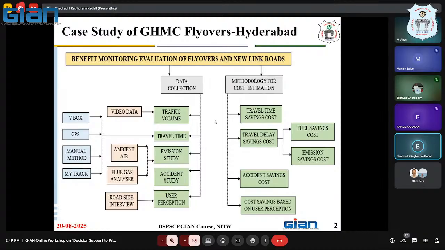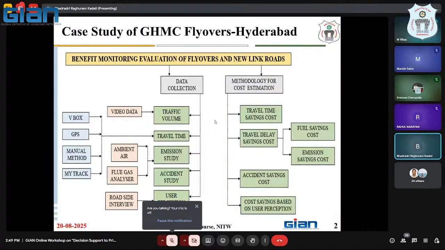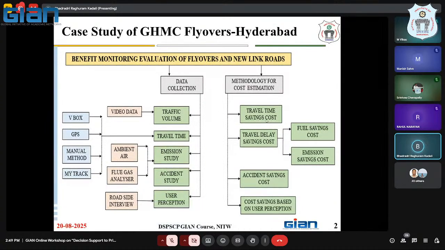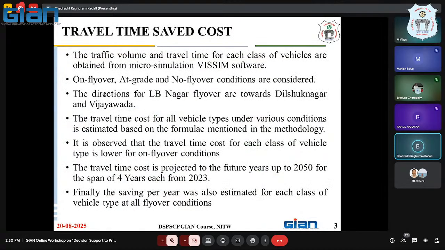Then we did the simulation of that case in VISSIM, the no-flyover case. Then we estimated the actual delay. Then we subtracted the travel times of the current scenario and the travel times of the simulated no-flyover scenario, and in the same way we estimated the delays. The same way, we can also estimate fuel consumption with respect to the distance traveled on the flyover and the distance traveled on the road, or the at-grade section. So flyover, at-grade, and no-flyover conditions are considered.